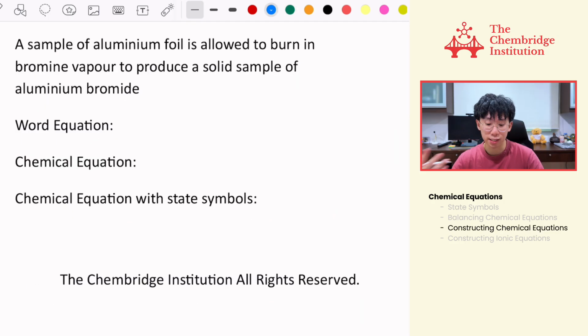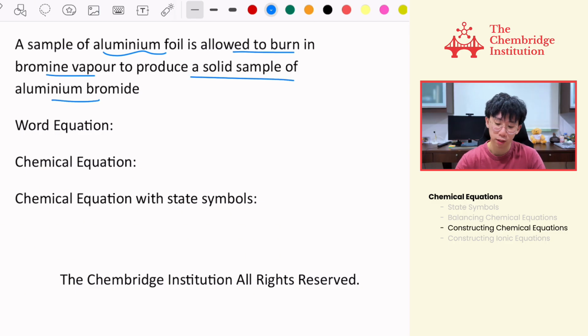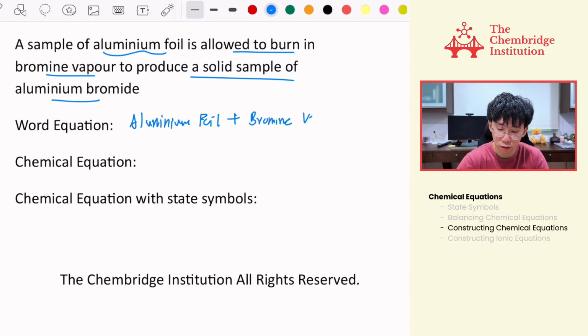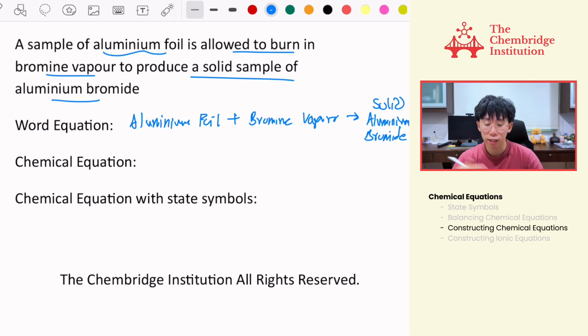Okay, let's take a look at another example. So a sample of aluminium foil is allowed to burn in bromine vapor to produce a solid sample of aluminium bromide. So the word equation is just aluminium, you can even write aluminium foil, okay, plus bromine vapor to give solid aluminium bromide. Okay, once we've done that, we can construct the chemical equation.